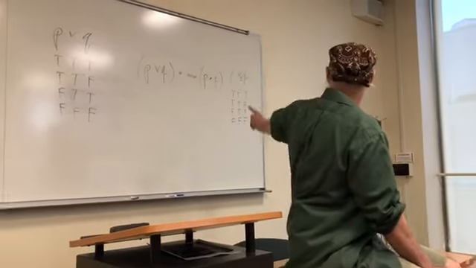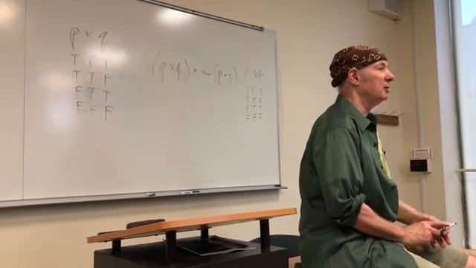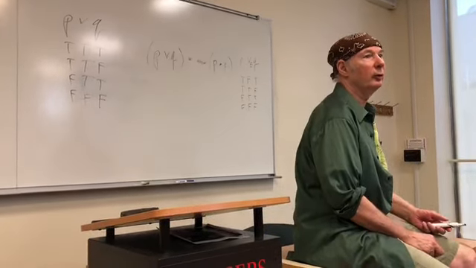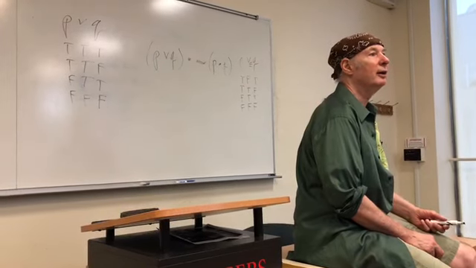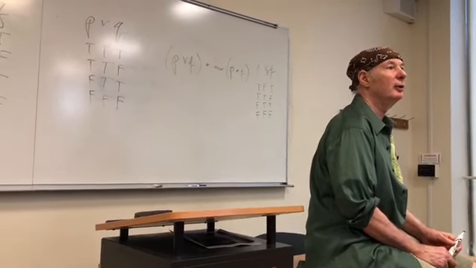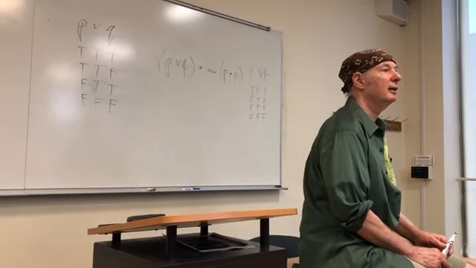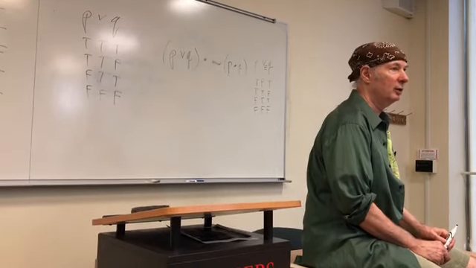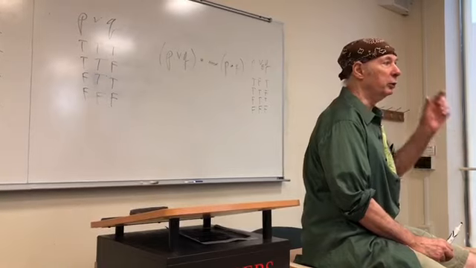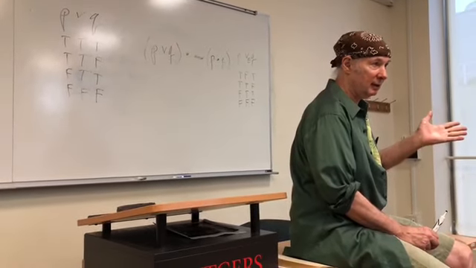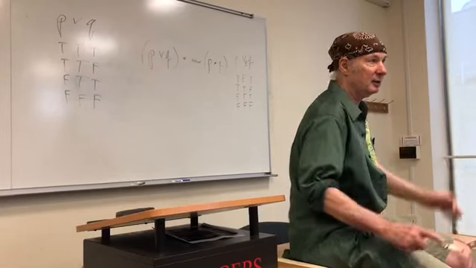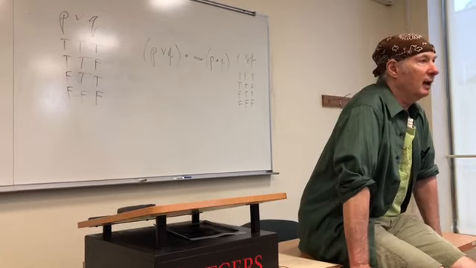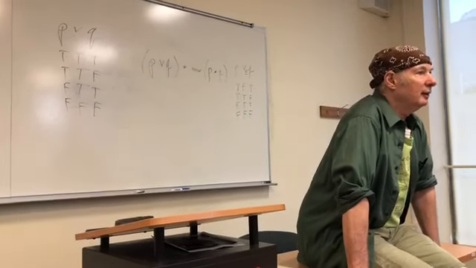How many distinct variables are there in that sentence? 1, 2, 3, or 4? Who says 1? Who says 2? Who says 3? Who says 4? And the correct answer is 2. P and Q. When you repeat P, it doesn't make it something distinct from the first occurrence. Spatially distinct, but not distinct as a variable.